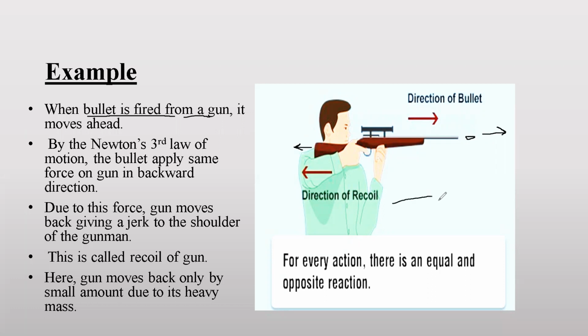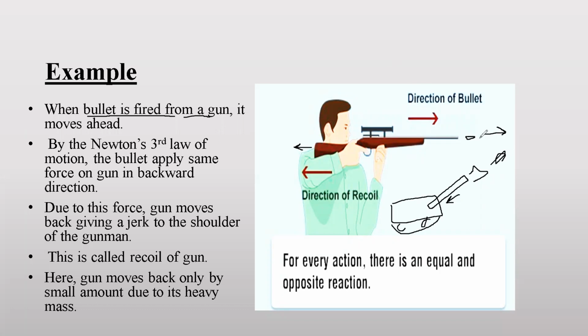Even in the case of the tanks used in the army, when there is a firing from the tank, then the whole tank, or at least this pipe, moves backward. You might have seen this in movies, that whenever there is a firing from either a gun or a tank, it moves backward. So even this can be explained with the third law of motion.